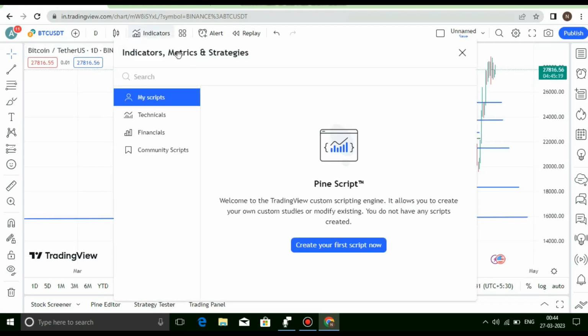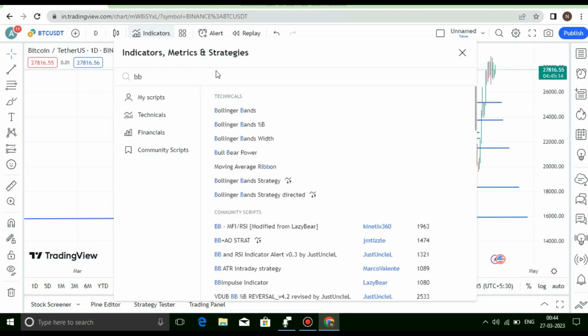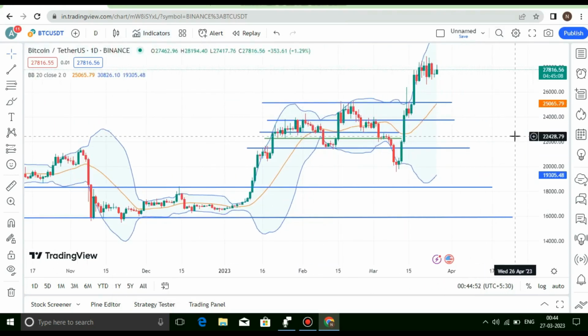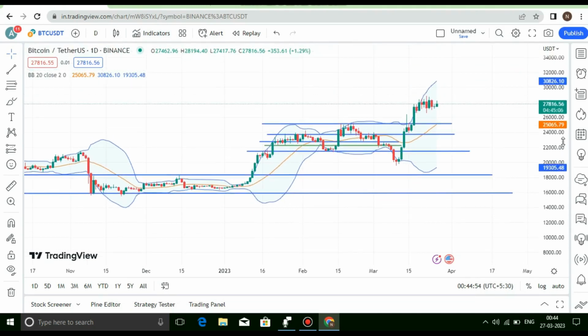So in the indicators, we have to search BB. BB stands for Bollinger Bands. So here we have to click on this one, and here we have it. So see guys, this is the Bollinger Band.